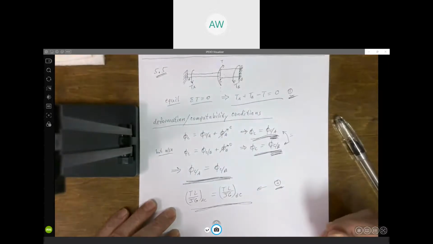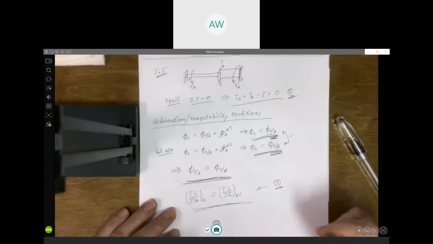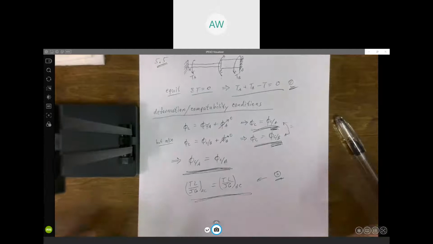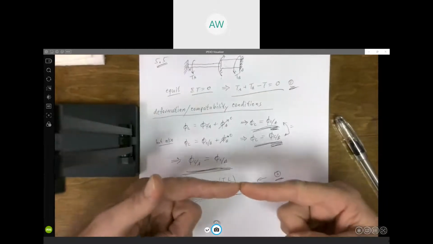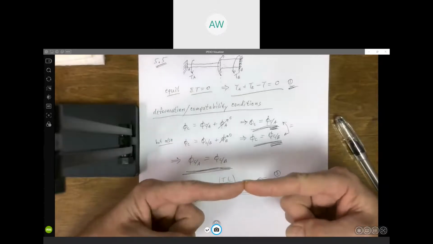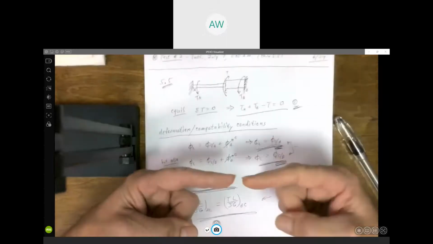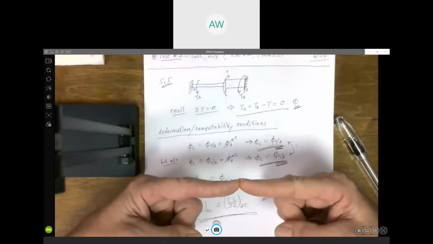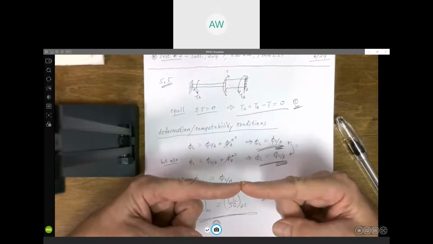If the thing actually broke at C, that's the only way one part could twist more than the other. Otherwise, they've got to twist the same. I don't know how this will show up or not, but we'll do a little demo here with my fingers. Pretend my fingers are the shaft. Where my two fingertips meet is the cross section at C.